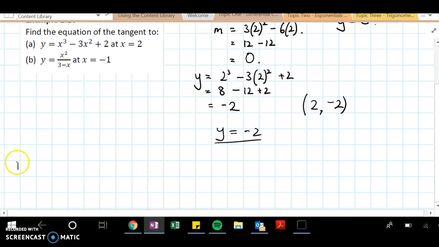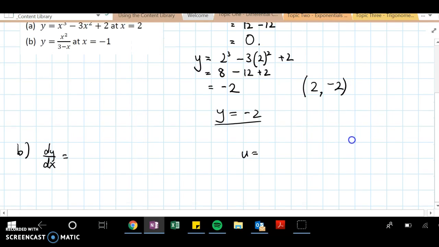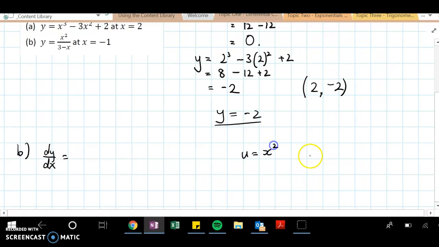Part B, we're going to do that same process, but we're going to need to do that using the quotient rule. So the calculus is a little bit more complex. But revisiting from chapter 2, we're going to have u equal to x squared, v being equal to 3 take x, and because there is a fraction, we're going to use the quotient rule.